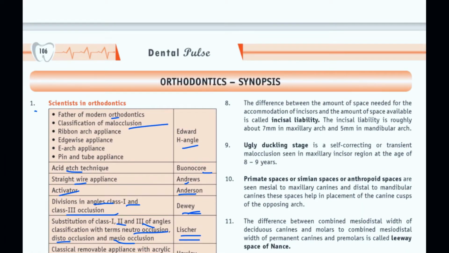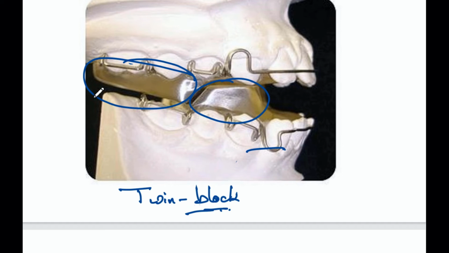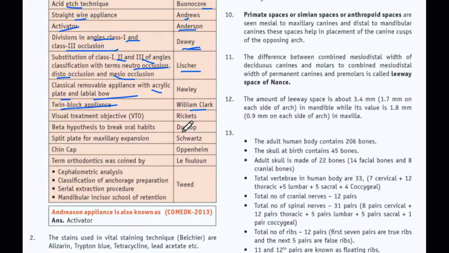The twin block appliance has two blocks over here, and it is used to lengthen the lower jaw by posturing it forward. Then there's Ricketts, who introduced visual treatment objective. In this particular technique, patient is asked to advance the mandible forward and his profile is looked for any improvement. Based on these results, the particular treatment has been provided.